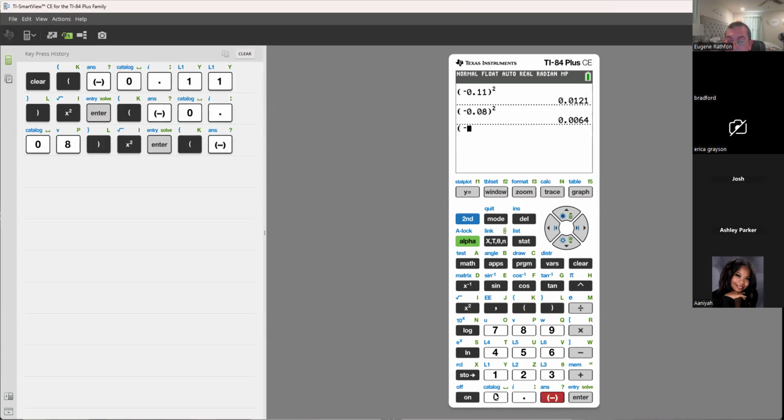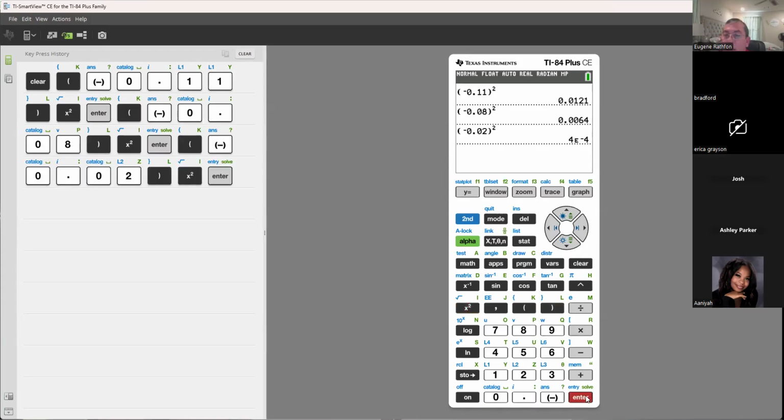Next, I had a negative 0.02. I'm going to close parentheses and square that. Y'all notice I always put my negative numbers in parentheses so that when it squares it, it'll square the negative also, okay? All right, so negative 0.02 squared gave me 0.0004. So that's what that negative 4 means. It means there's 3 zeros in front of that 4.